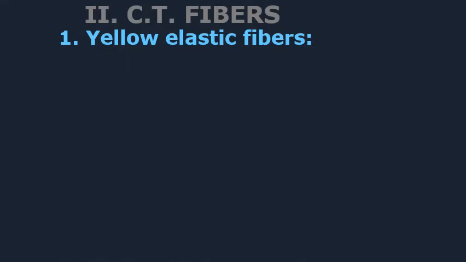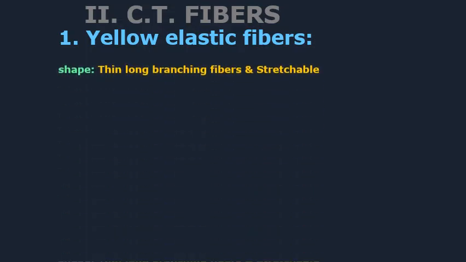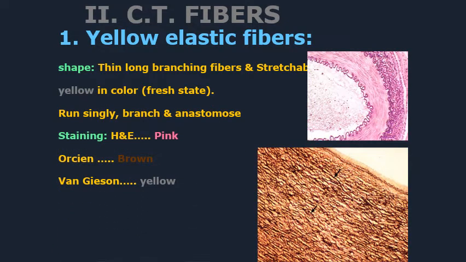The connective tissue fibers, we have yellow elastic fiber. The word yellow, this color, you can't see it, it's not stained. Yellow is the color in the anatomy. Yellow elastic fibers are thin, long branching fibers. They are stretchable, yellow in color in the fresh state. As you can see here, dear students, they are branching and anastomosing.